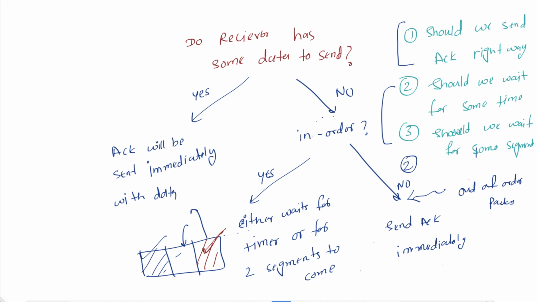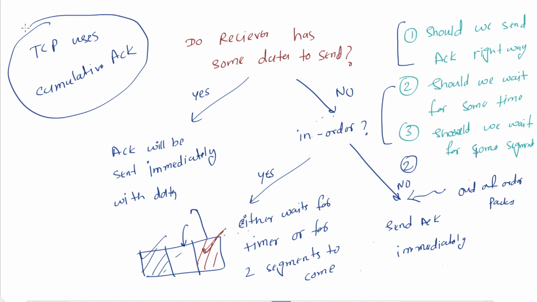So again, you do not need to remember this flowchart. I just told you whatever is there in the practical implementation. You just need to remember one thing, which is that TCP uses cumulative acknowledgement. Okay, just stick to that. TCP uses cumulative acknowledgement. How it sends the acknowledgement is not a big deal.